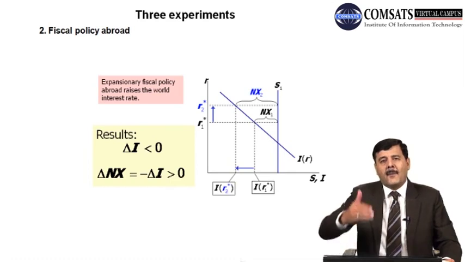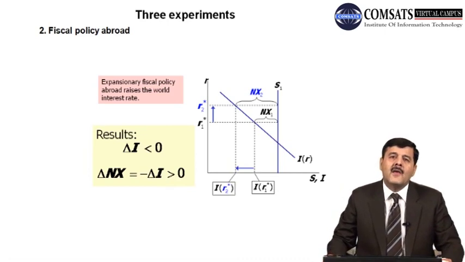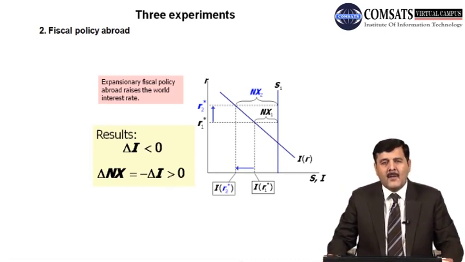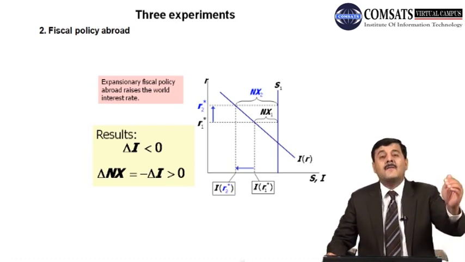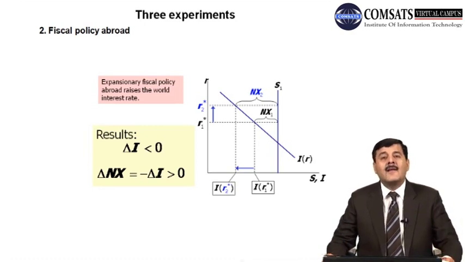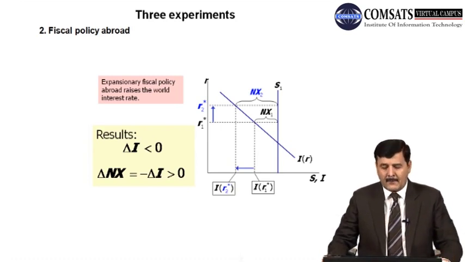So as compared to the capital outflow, which is less than the capital inflow, we can say that the economy is growing, conditions are getting better, and people's standard of living will improve, right? So the effect of expansionary fiscal policy abroad raises the world interest rate, which helps to increase the net exports of the country. When net exports increase, net capital outflow also increases. So that tells us the difference between fiscal policy at home and fiscal policy abroad.